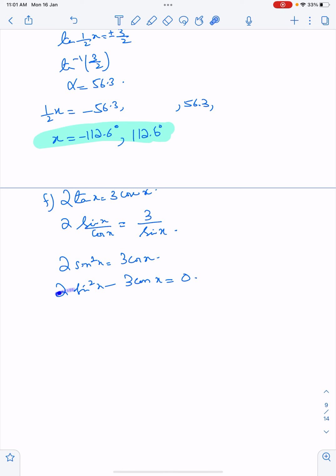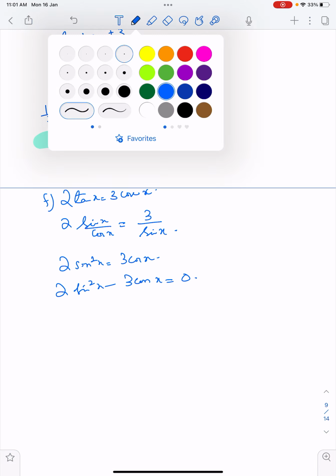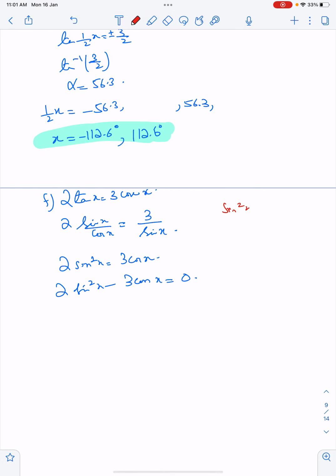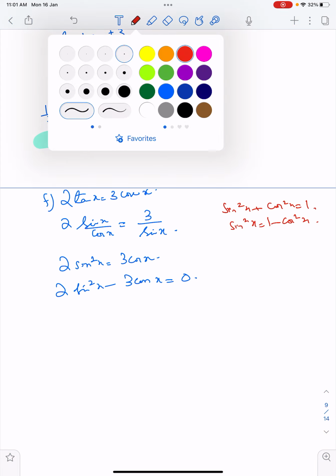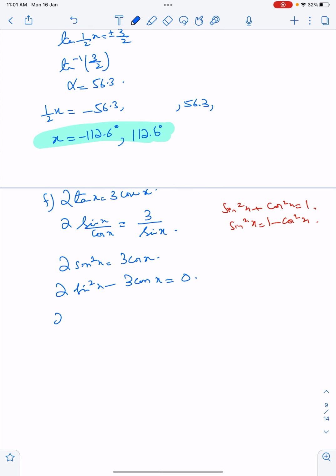Now we have the first identity where you cannot do anything with this as it is, but you can change this and bring it to terms of cos x. The first identity was sin square x plus cos square x equals 1, which you've done in the AS level. So sin square x is going to be 1 minus cos square x. So in place of sin square x, I'm going to write 1 minus cos square x.